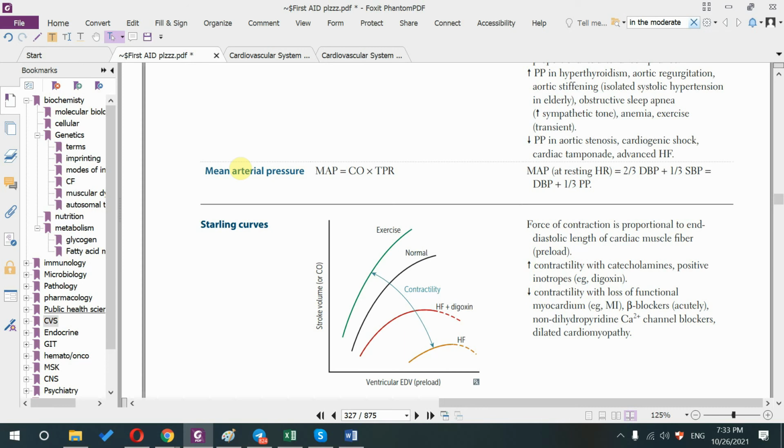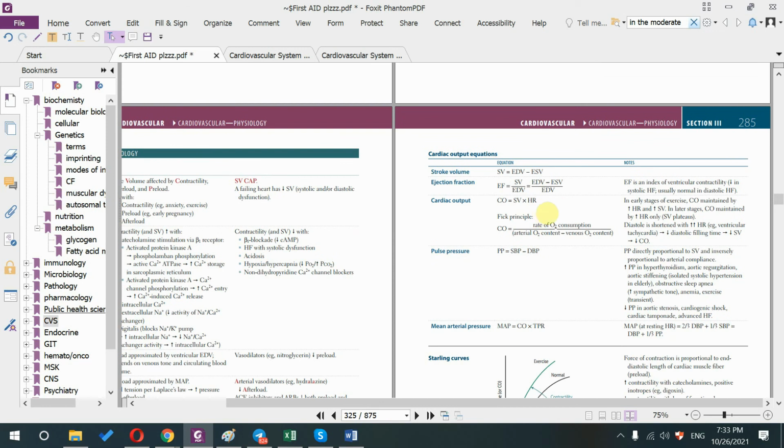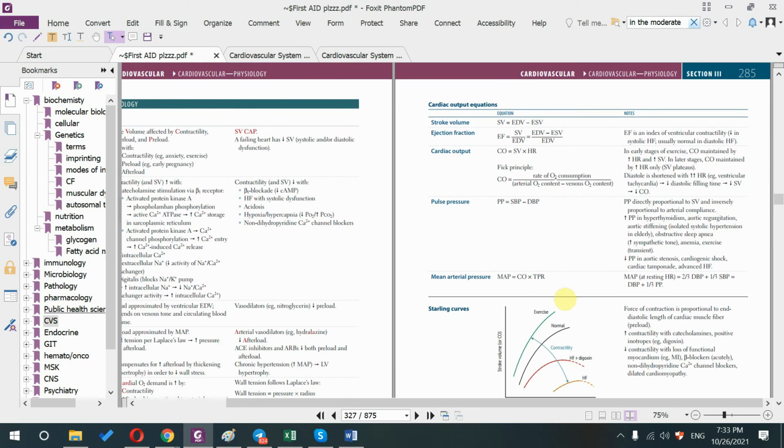So the next one is the mean arterial pressure, which is the MAP. I just told you to remember that it's related to the blood pressure. So now you have to know exactly what it means. It is the cardiac output, and you remember how to calculate it. It's the stroke volume multiplied by how many beats per minute. So it's how much blood got outside of the heart during 1 minute, multiplied by the total peripheral resistance.